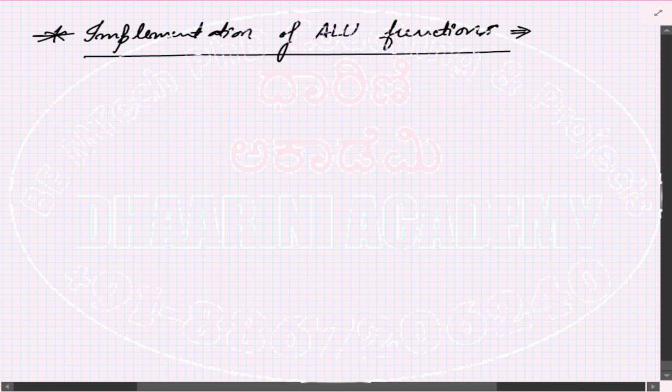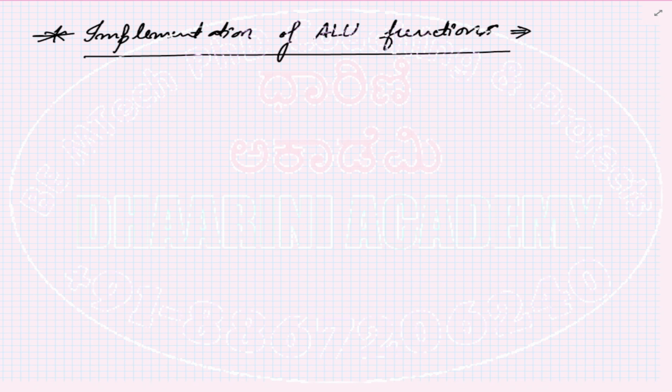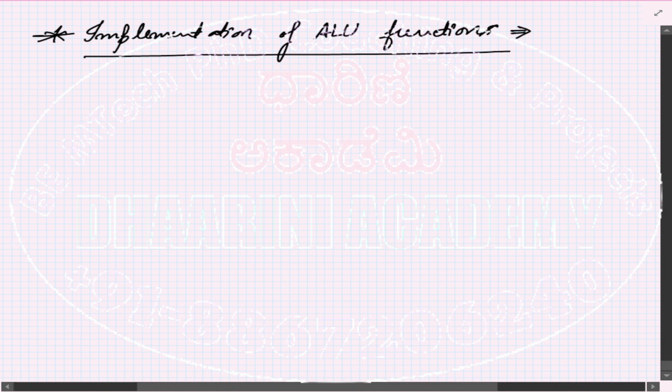Now, what are the basic operations that an arithmetic and logic unit should be able to perform? Basically, addition and subtraction, right? Then, coming to the logical operations, you are supposed to perform the AND, the OR, as well as the XOR operation. These are the fundamental operations that you need to perform when you are building an ALU.